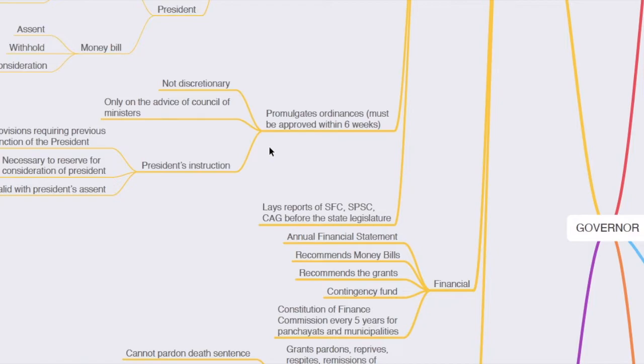And he even requires the President's instruction in 3 scenarios. First is when the provision requires previous sanction of the President. If the contents of the ordinance contain certain provisions which require previous sanction of the President, then the President's instructions are required before promulgating the ordinance. President's instructions are also required when it is necessary to reserve for the consideration of the President and when the provisions of the ordinance are invalid without President's assent. In all these situations, President's instructions are important.